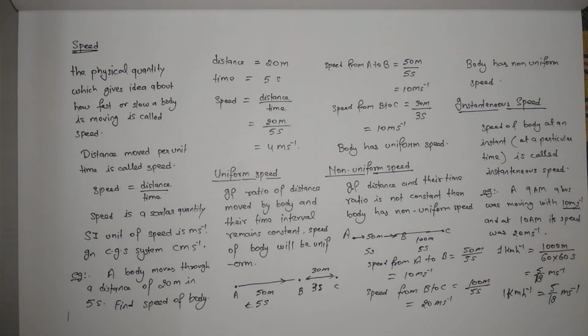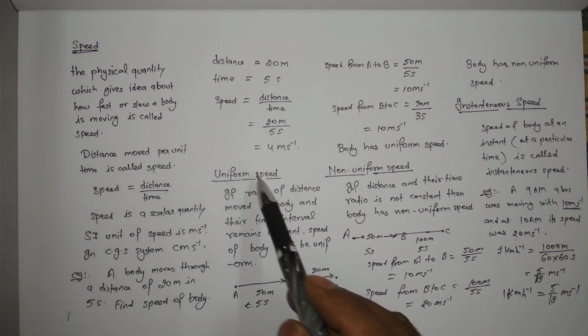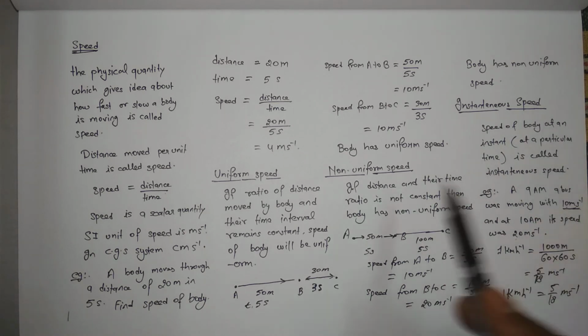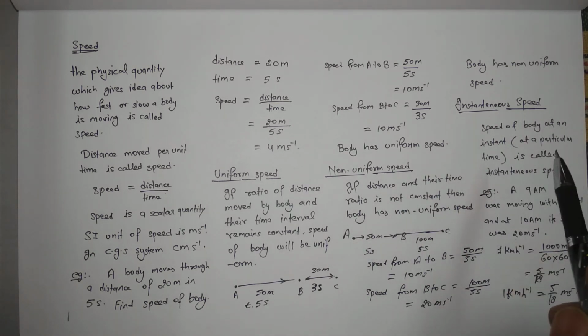Now in next lecture we will discuss about average speed. Here we have discussed about speed, uniform speed, non-uniform speed and instantaneous speed, and one thing more is average speed. So we will discuss lots of things about average speed in our next lecture.